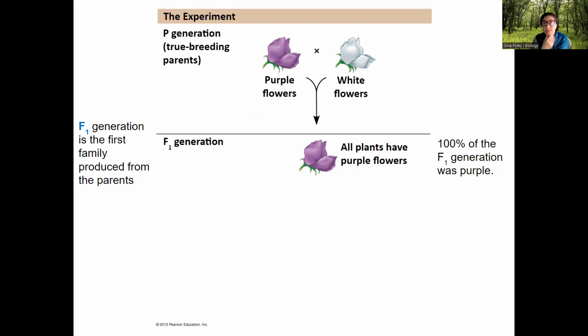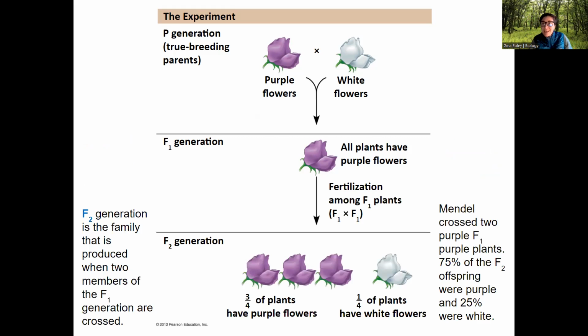They didn't know that they were discrete packages of information. So he basically took two of these purple, what we call F1 generation. He took those purples and he crossed them. He did the same thing, cut off the filaments, did the whole pollination thing. He crossed them, and the next generation got a white one back.